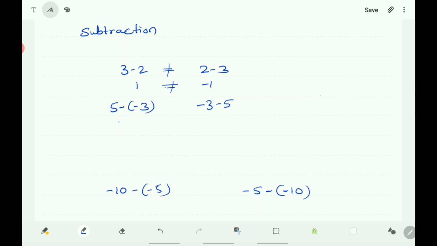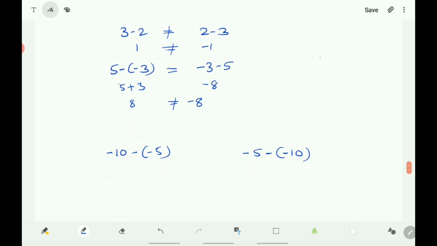Now you take the integers 5 and -3. First you subtract -3 from 5. That becomes 5 minus of -3, that becomes 5 plus 3, 8 here. Here you subtract 5 from -3. That is -3 minus 5, the sum of -3 and -5 is -8. You know that 8 is not equal to -8. Therefore, 5 minus of -3 is not equal to -3 minus 5.